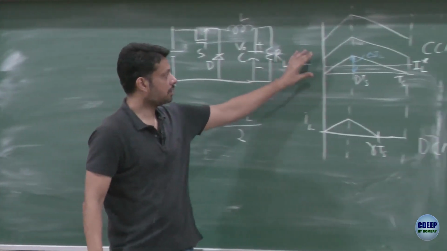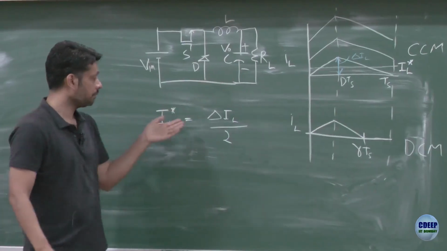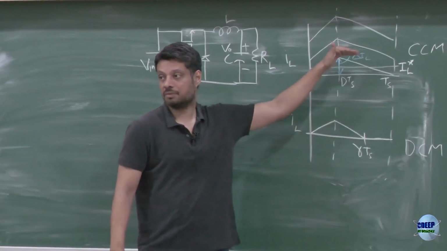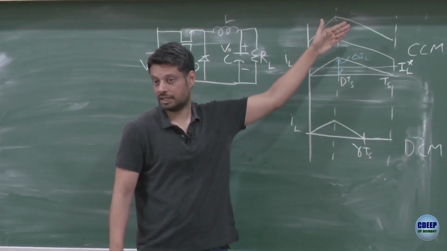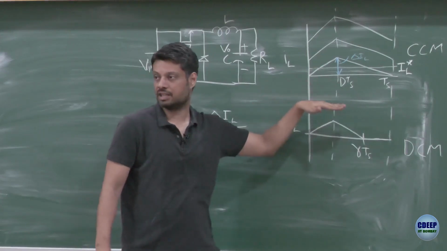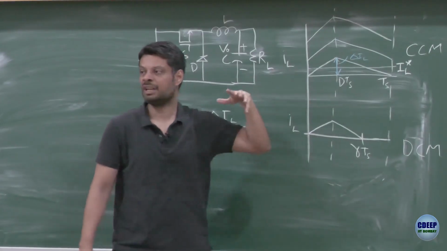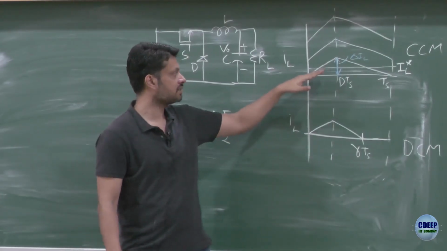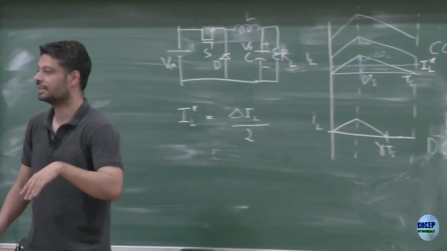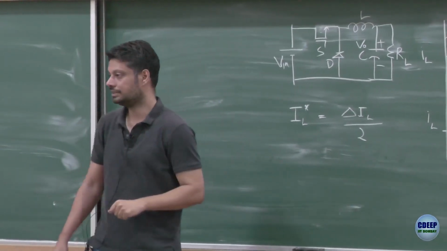Of course, if your current moves further upward, then delta IL by 2 will remain the same, but the average current will keep on increasing. And if this goes below this, that means you are in discontinuous conduction mode. So this is in a way the limiting condition. We will calculate the relationship for this condition, and then we can put an inequality saying that if you are above this, you are in CCM, and if you are below this, you are in DCM.